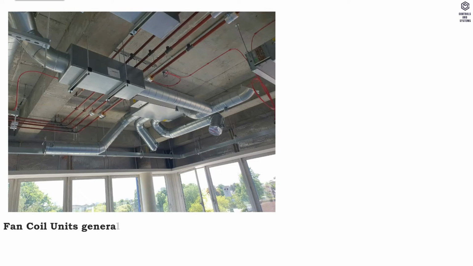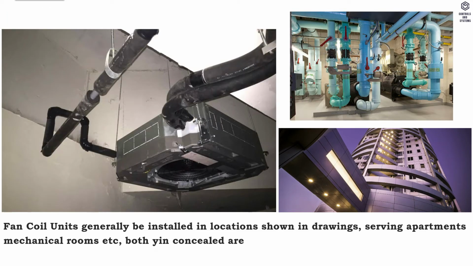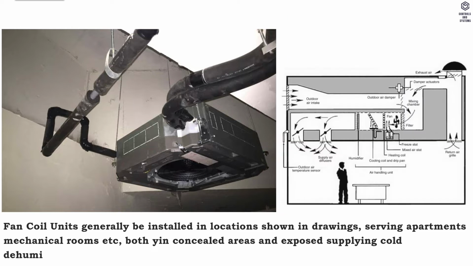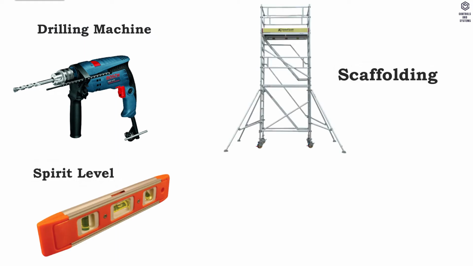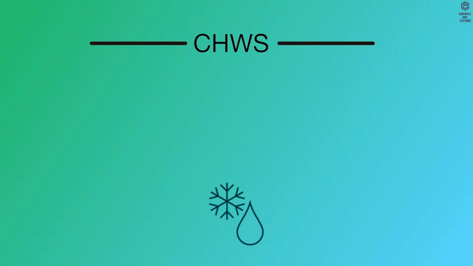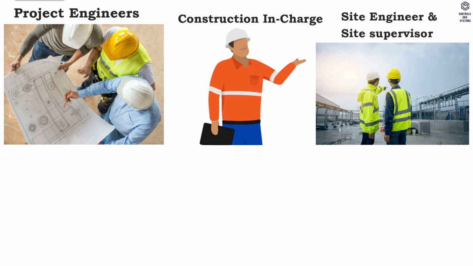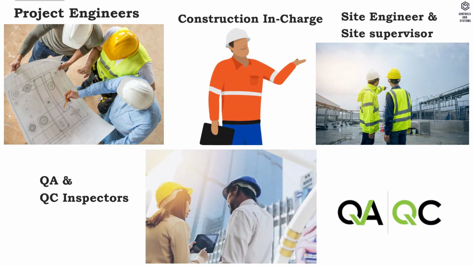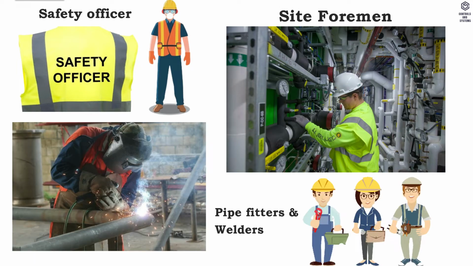General. Fan coil units will generally be installed in locations shown in drawings, serving apartments, mechanical rooms, etc., both in concealed and exposed areas, supplying cold dehumidified air-conditioned space. Equipment: drilling machine, spirit level, scaffolding, hand tools of tradesmen. Responsible personnel: project engineers, construction in charge, site engineer and site supervisor, QA and QC inspectors, safety officer, site foreman, pipe fitters, helpers.